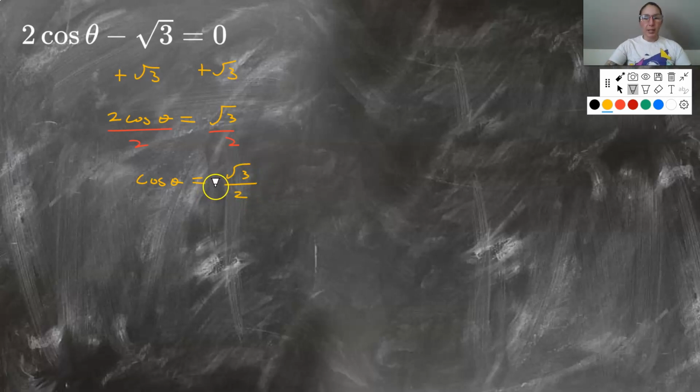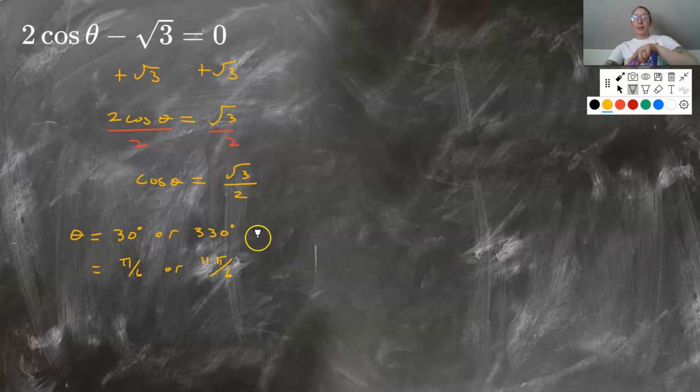So your unit circle is going to come in handy for this, right? If you look at your unit circle, where is cosine of theta equal to root 3 over 2? Or where is the x-coordinate root 3 over 2? Well, we see that theta could equal 30 degrees. And we also see, on the unit circle, that theta could equal 330 degrees. In radians, this is pi over 6, or 11 pi over 6. But trig functions are periodic, right?